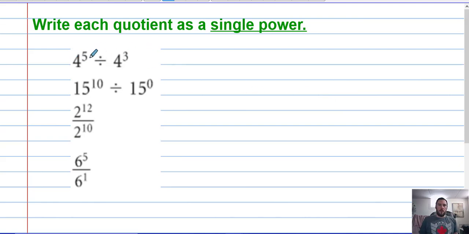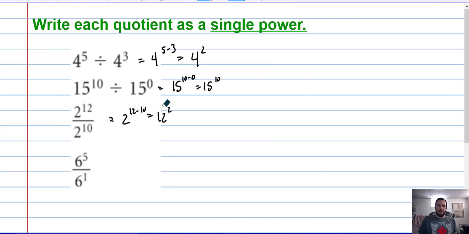So let's do that. So 4 to the power 5 divided by 4 to the power 3 becomes 4 to the power 5 minus 3, which is 4 squared, right? 15 to the power 10 divided by 15 to the power 0 becomes 15 to the power 10 minus 0, which is 15 to the power 10. 2 to the 12 divided by 2 to the 10 is 2 to the 12 minus 10, which is 2 to the 2. And 6 to the 5 divided by 6 to the 1 becomes 6 to the 5 minus 1, which is 6 to the 4.